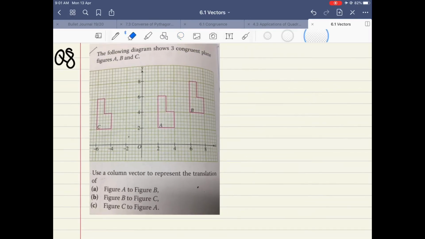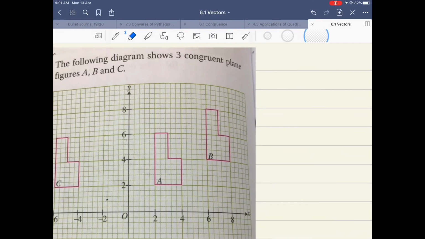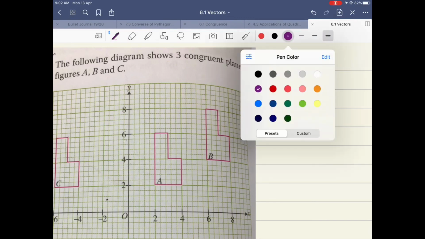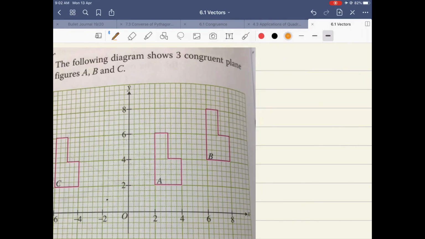So now they're asking you, use a column vector to represent the translation of figure A to figure B. So basically, when we look at translation, we can actually look at a single point by itself to see how the figure translates. So now, what I'm going to do here is this. I will use orange. Maybe we pick a point. Let me pick this point in orange, and this point in red.